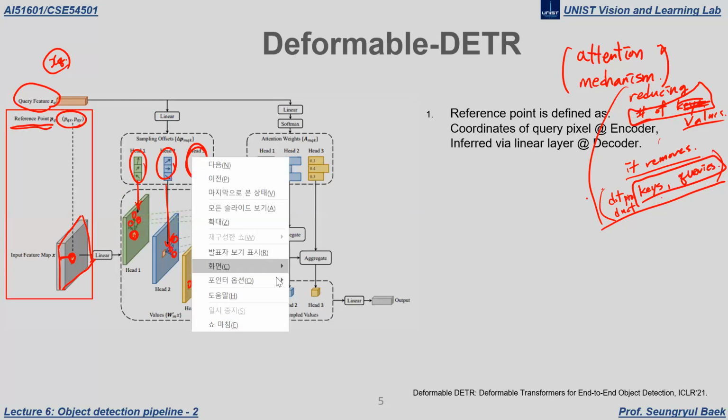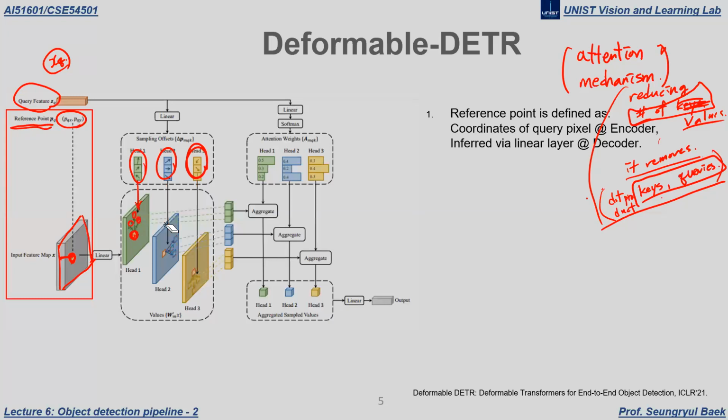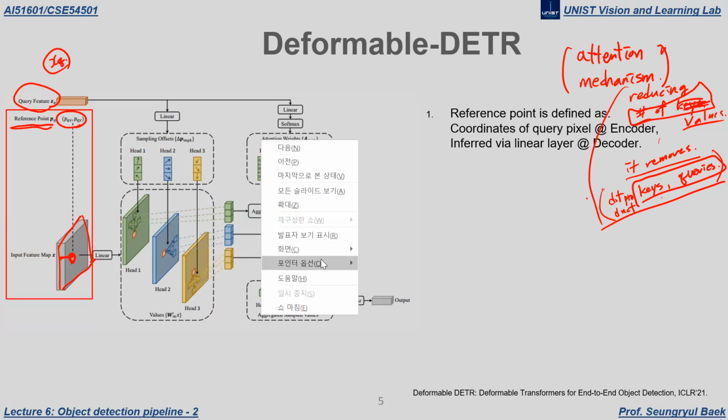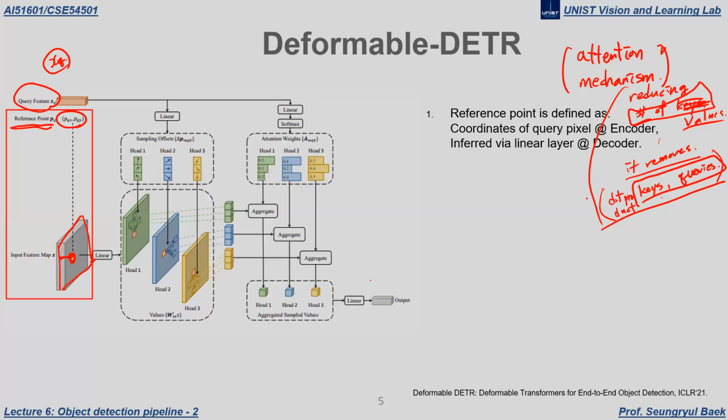Previously, the attention mechanism was densely applied to all the pixels inside the input. For each individual input, all of the other inputs are dot-producted with that input. That was the attention mechanism. But here, they select only sparse neighbors, and they are the sampling offsets. They are actually estimated from the query feature.